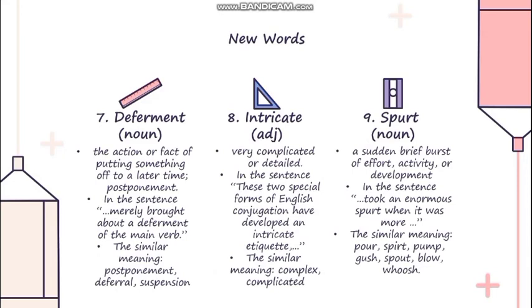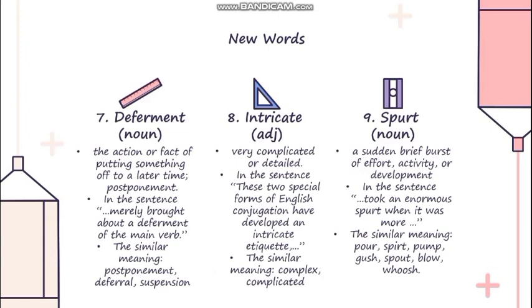And the other new word, number seven, is deferment as a noun, and the meaning is the action or fact of putting something off to a later time, or we can say postponement. We found the word deferment in the sentence "merely brought about the deferment of the main verb," and the similar meanings are postponement, deferral, suspension, and so on.